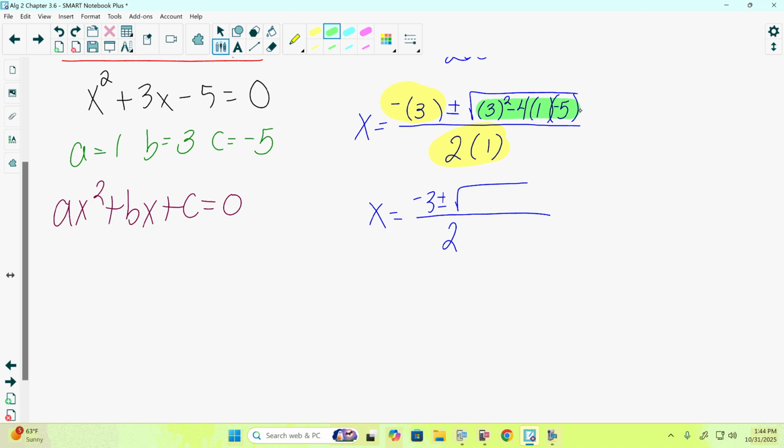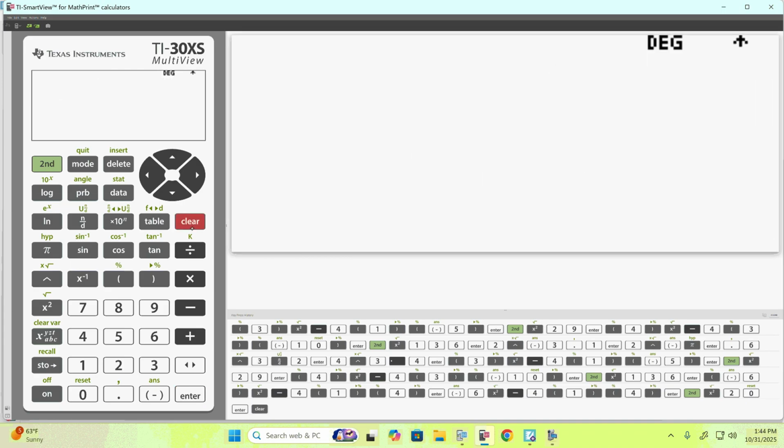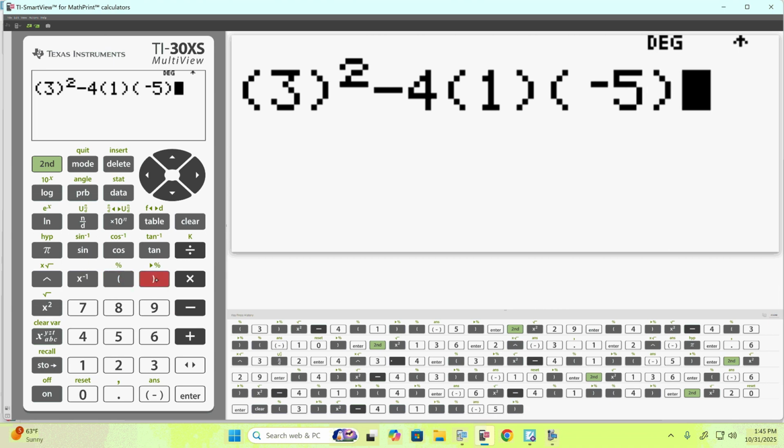And I'm going to use the 30XS. I like it better than the graphing calculator. The graphing calculator, as we've seen so far, can do a lot of nice and really helpful things. But trying to type stuff in, I don't know about y'all, it's much easier and faster to type it on the yellow one, the 30XS, than it is to type some things into the graphing calculator. So what we can do is just type in 3 squared minus 4 times 1 times negative 5.